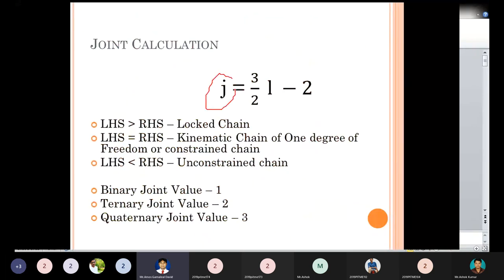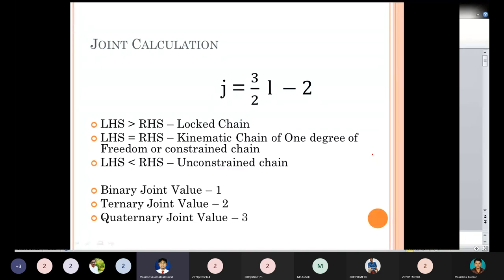Now, if this is the left hand side and this is the right hand side, if the left hand side is greater than the right hand side, it's called a locked chain. Can you guys note it down? If LHS is equal to RHS, it's called a kinematic chain of 1 degree of freedom, or a constrained kinematic chain. Write it down.